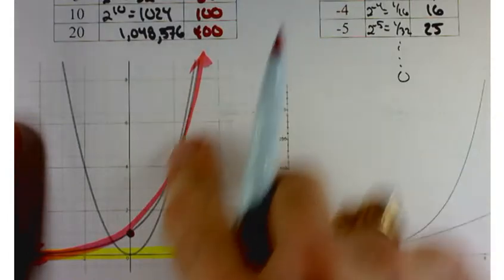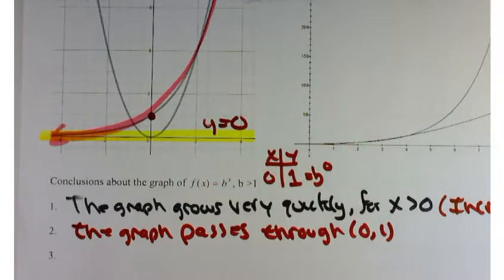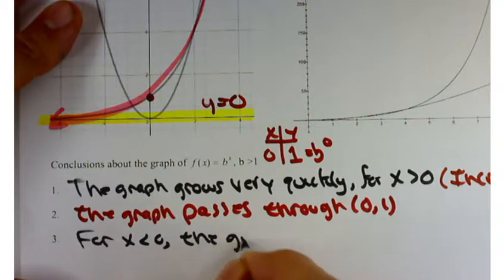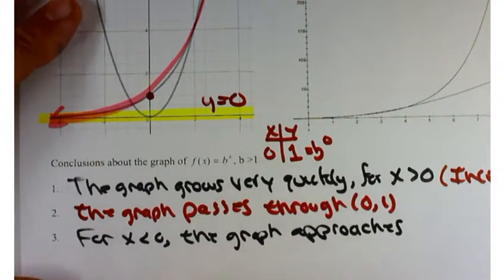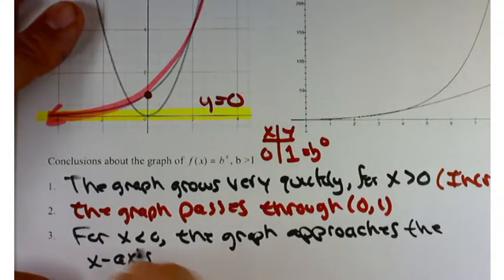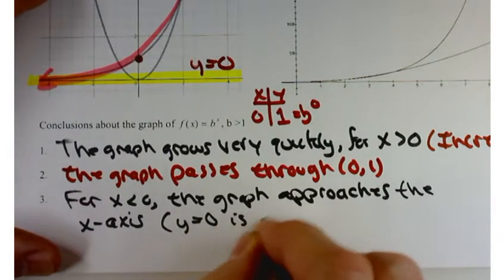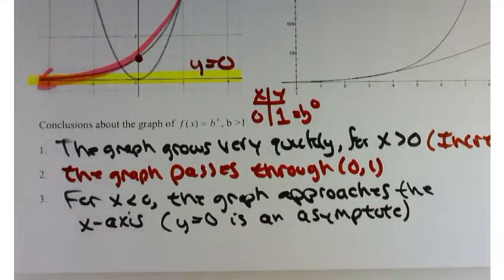Finally, there's one last feature that you can see here, and that is the graph gets close to but never quite touches the x-axis. So for x less than 0, the graph approaches the y-axis, or the x-axis, I should say. It's an asymptote. So y equals 0 is an asymptote. So those are the big things that I want you to know about the graph of an exponential.